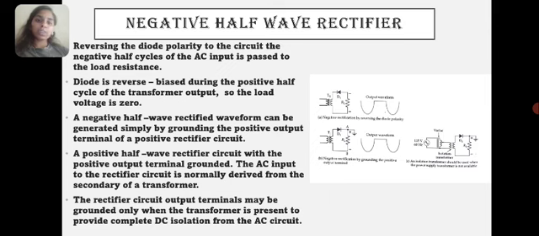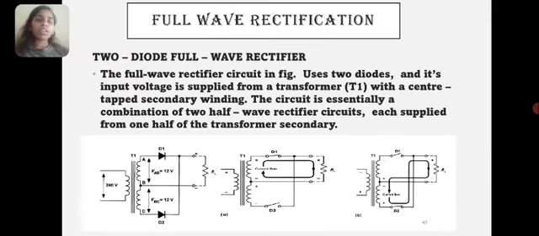The AC input to the rectifier circuit is normally derived from the secondary of a transformer. The rectifier circuit output terminals may be grounded only when the transformer is present to provide complete DC isolation from the AC circuit. Next, full-wave rectification.